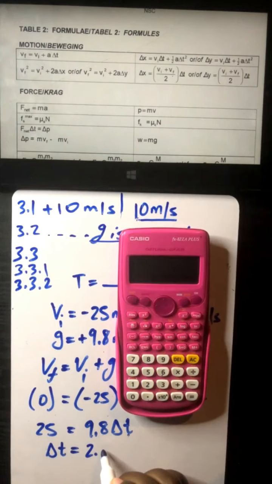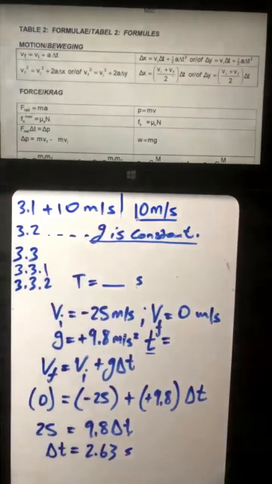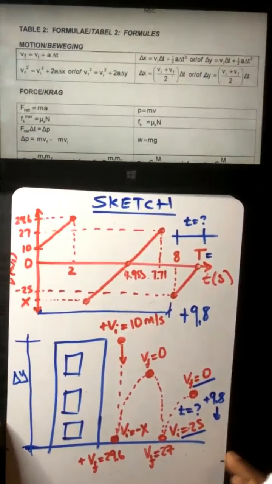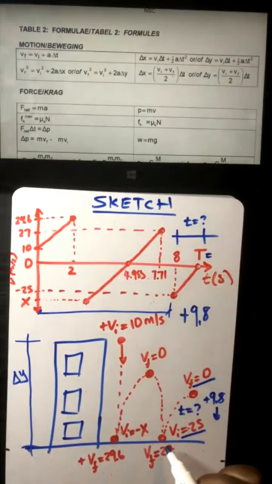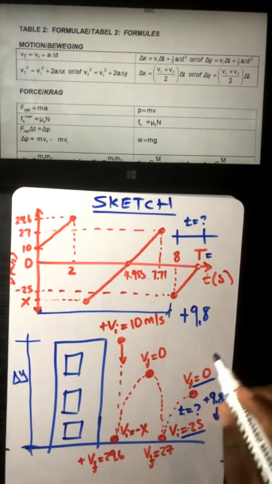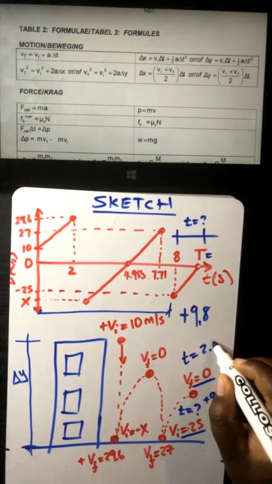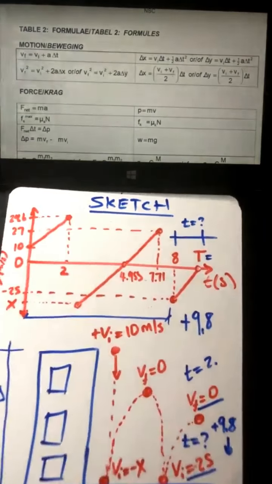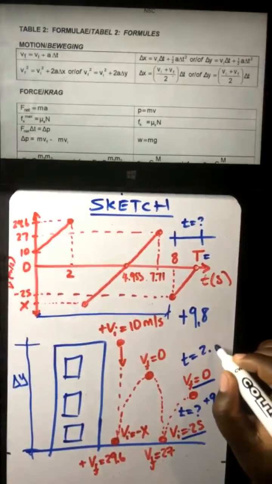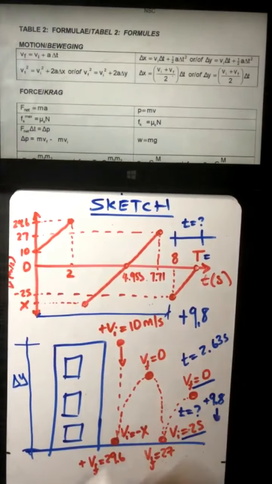It's equals to 2.63. Let me round it off to 2 decimal places. So can you see, ladies and gentlemen, for this object to bounce off the ground from there up to there, it takes 2.63 seconds.